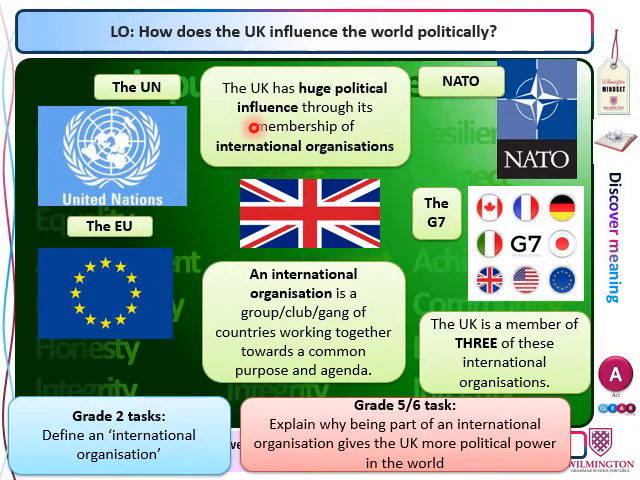Here's the UK flag. So next thing is this bit here. An international organisation is a group of countries working together towards a common purpose and agenda. You can use the word group, also club. Countries club together. You can think of it as a gang of countries, and countries can gang up on somebody else and boss them around.